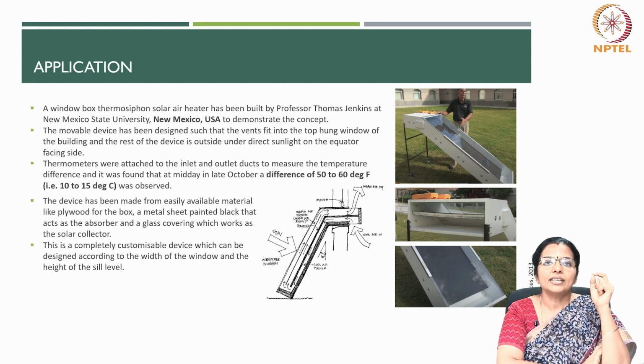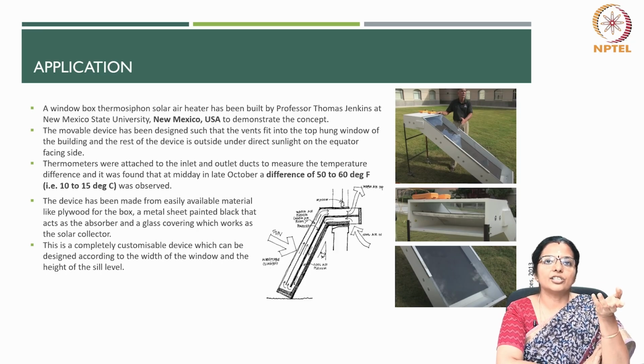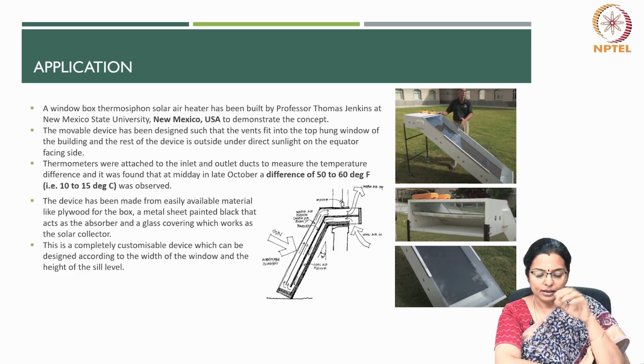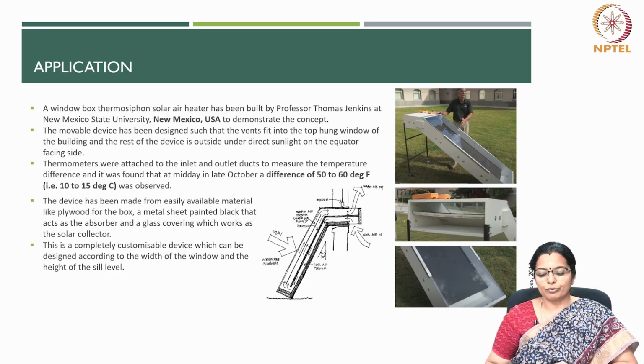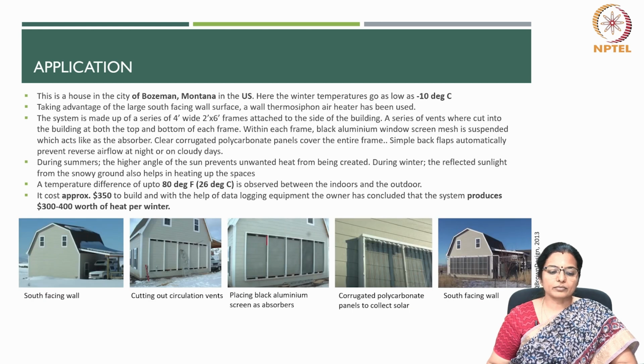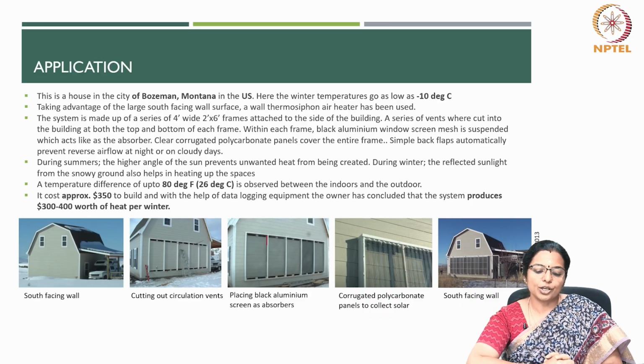The device has been made from easily available material like plywood for the box, a metal sheet which is painted black that acts like an absorber, and a glass covering which works like a solar collector. This is a completely customizable device which can be designed according to the width of the window and height of the sill level. Another application is the house in the city of Bozeman, Montana in the US.